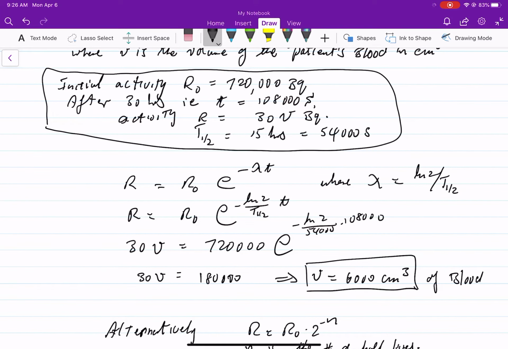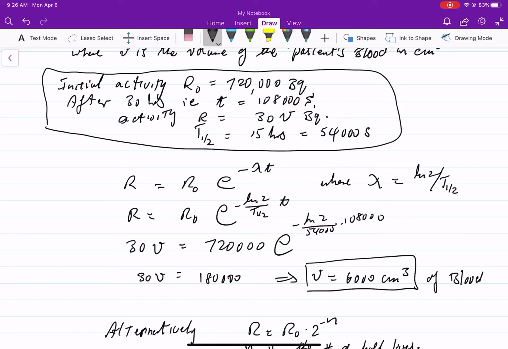R is equal to R0, in other words, the equation relating the initial rate of decay to the rate of decay after 30 hours. They didn't give me the decay constant. They gave me the half-life. So in this equation, I'm going to substitute ln 2 upon t half for the decay constant. So R is equal to R0 e to the minus ln 2 upon t half times t. And I simply plug everything in.